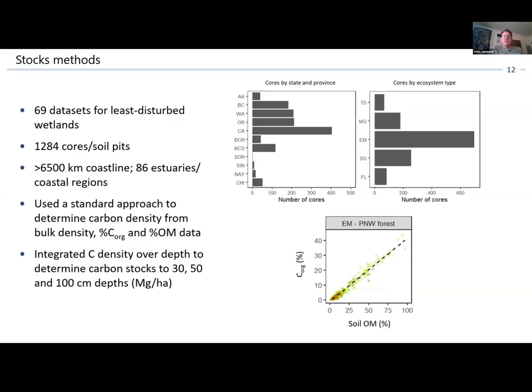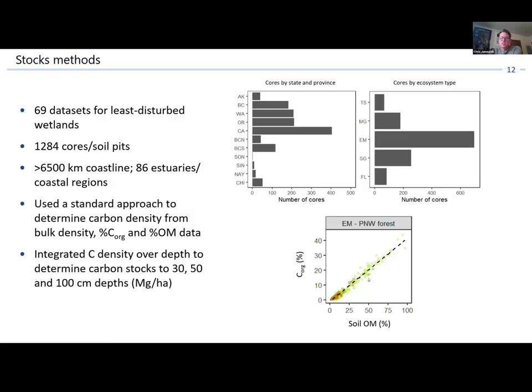One of the big challenges of the database was standardizing all the various methods that people used to sample these cores and also to do the analysis. Some people looked directly at percent organic carbon. Some people looked at percent organic matter. So we developed relationships.